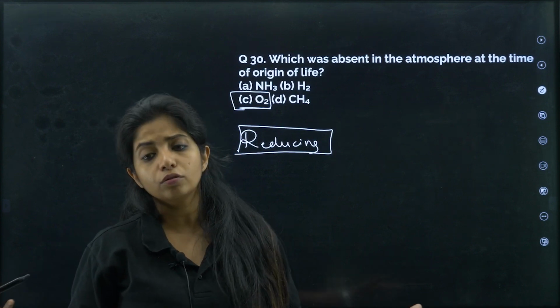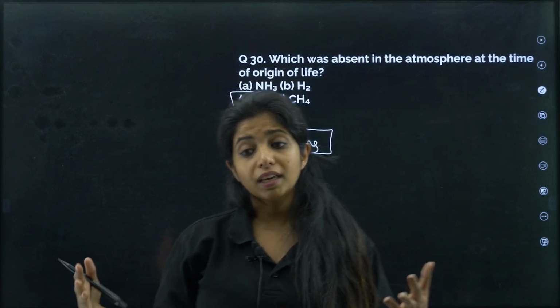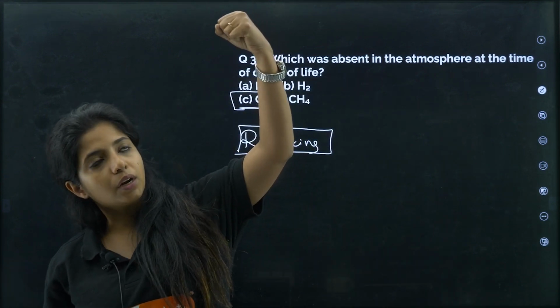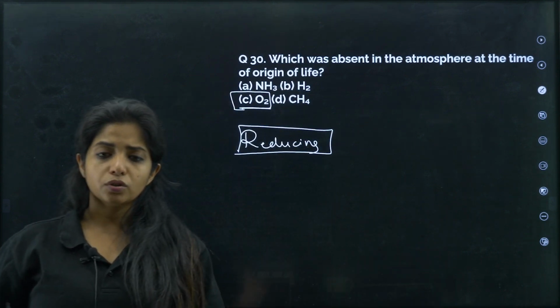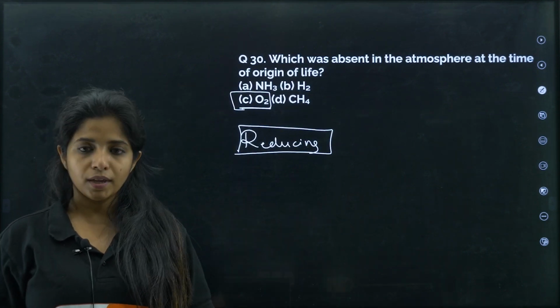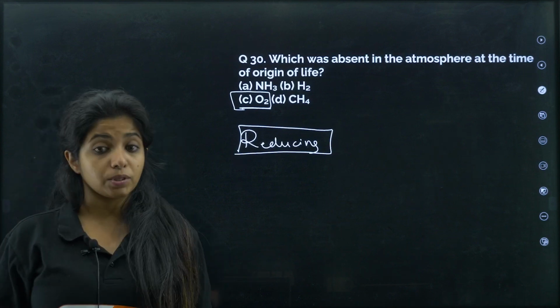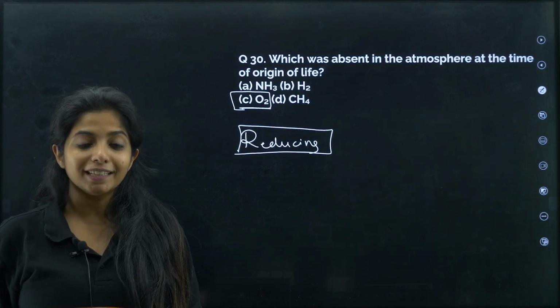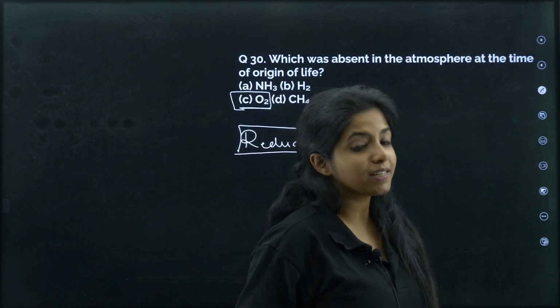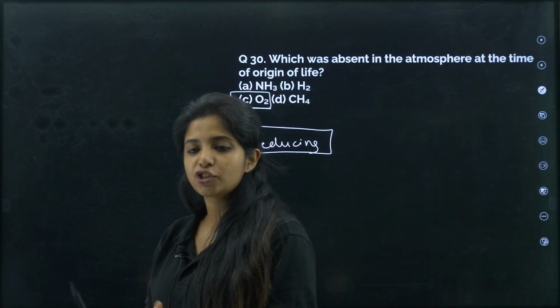If oxygen was there, then you could find many life forms. So oxygen came later. When the sun fell on the water vapor, it broke it, and there was oxygen. So that's a slow process that happened. Initially it was not there. So there was a reducing atmosphere, and there was high temperature as well. So with this, we have completed the 30 questions from the chapter that is evolution, my dear children.